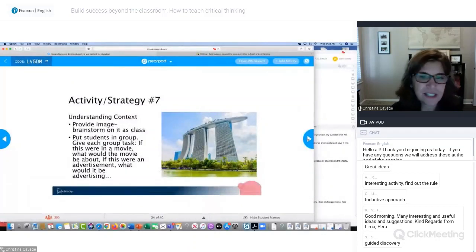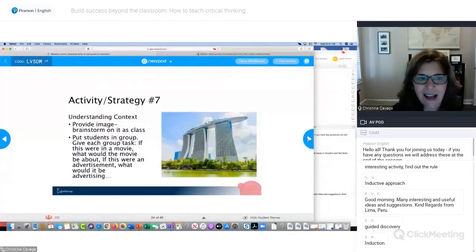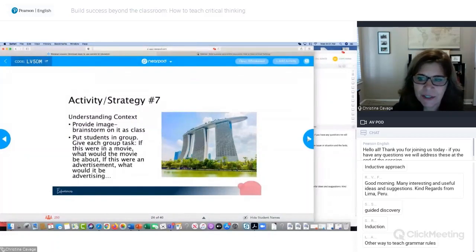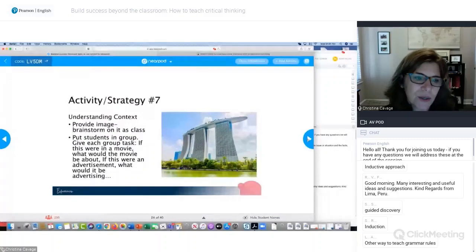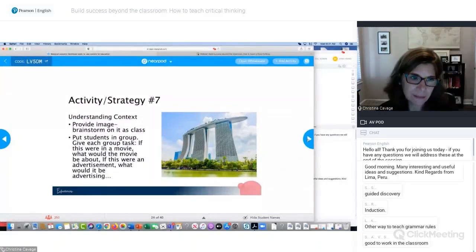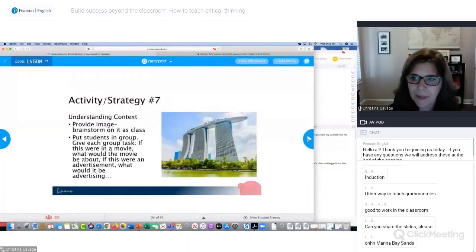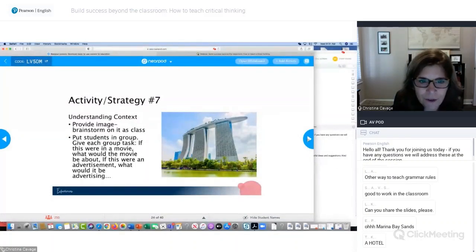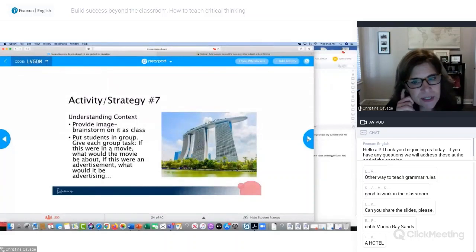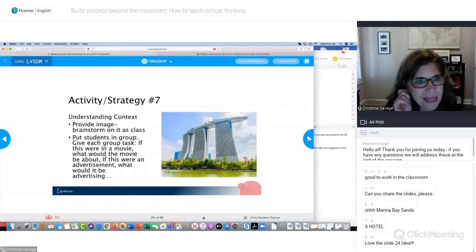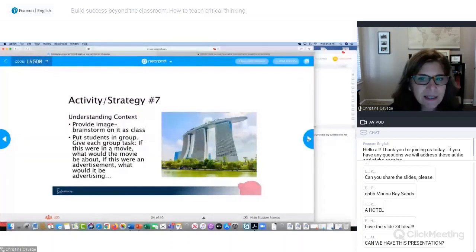Our activity or strategy 7 is understanding context. Let me just explain this one a little bit more. What I like to do is give students an image in class. A lot of times in our textbooks, every chapter begins with an image. And we try to build background knowledge. We get students to brainstorm. And I'm suggesting that you take this just one step further. So provide the image for students to brainstorm on in class, and then put the students in groups, giving each group its own task.